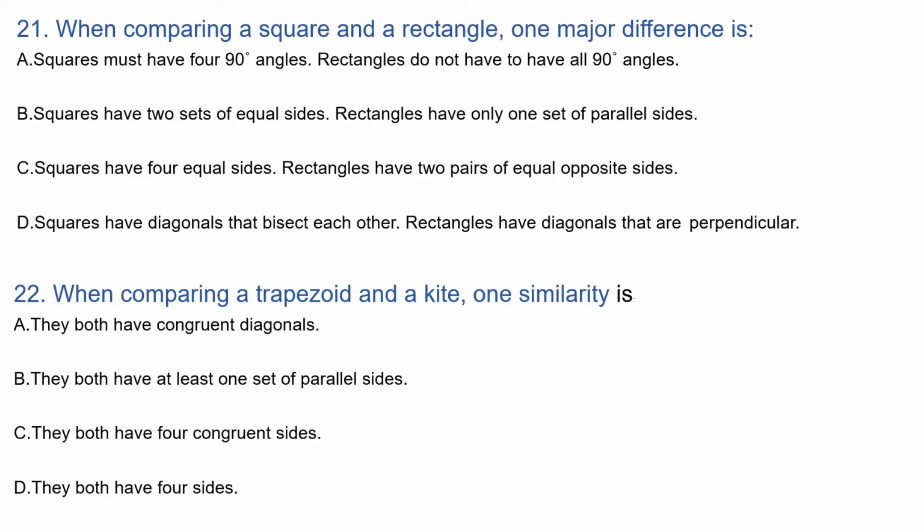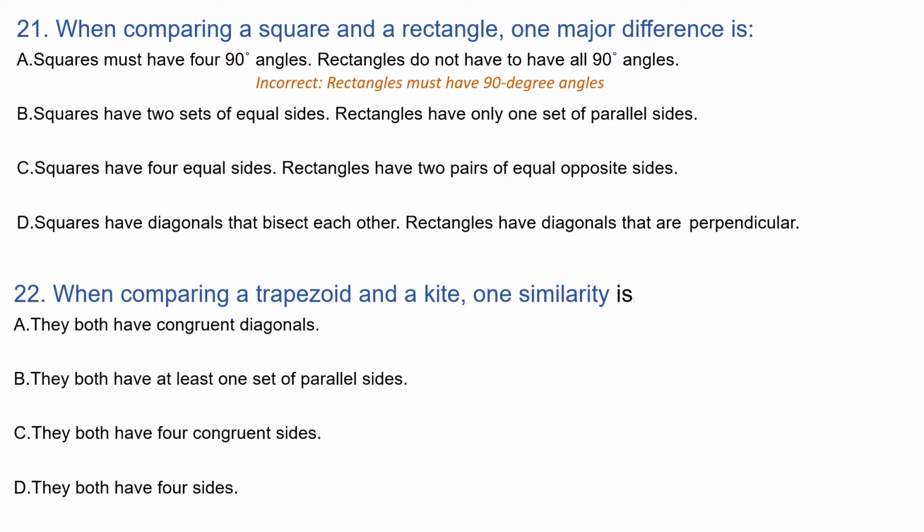Now questions 21 and 22 are a continuation of the same type of questions from part 1, questions 19 and 20, where we're comparing quadrilaterals. Question 21: when comparing a square and a rectangle, one major difference is. Let's look at each of these answers. For A, it says squares must have 90-degree angles. Rectangles do not have to have all 90-degree angles. Of course that is incorrect. Rectangles also have to have 90-degree angles. So let's look at B.